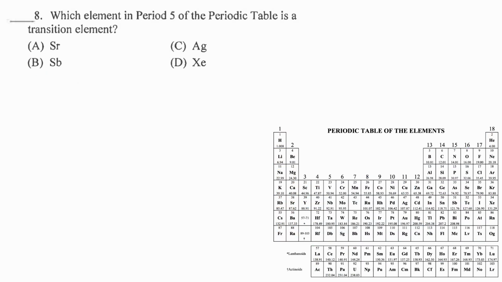All right, number 8 says, which element in period 5 of the periodic table is a transition metal or transition element? So remember, our transition elements are in the D sublevel. If we look at our option choices here, we have strontium, which is in the S sublevel. We have antimony, which is in the P sublevel. We have xenon, which is also in the P sublevel. So our answer would be Ag.